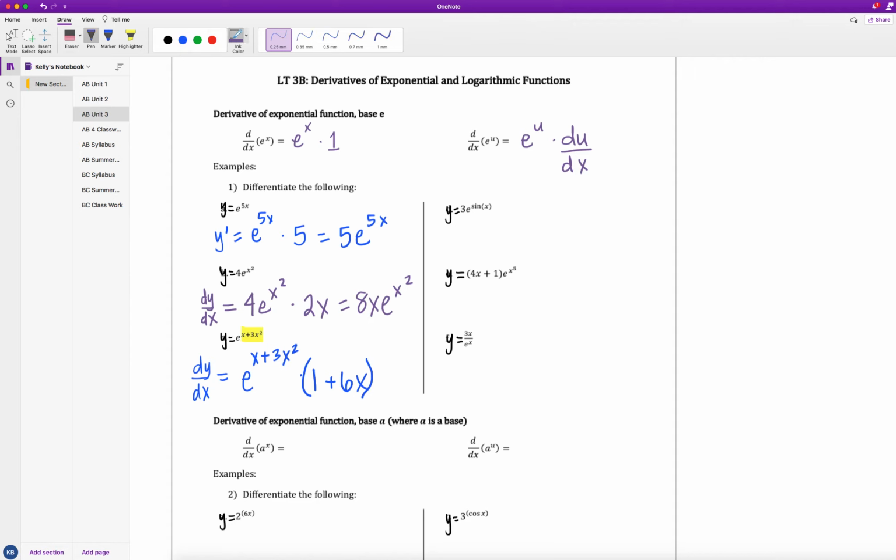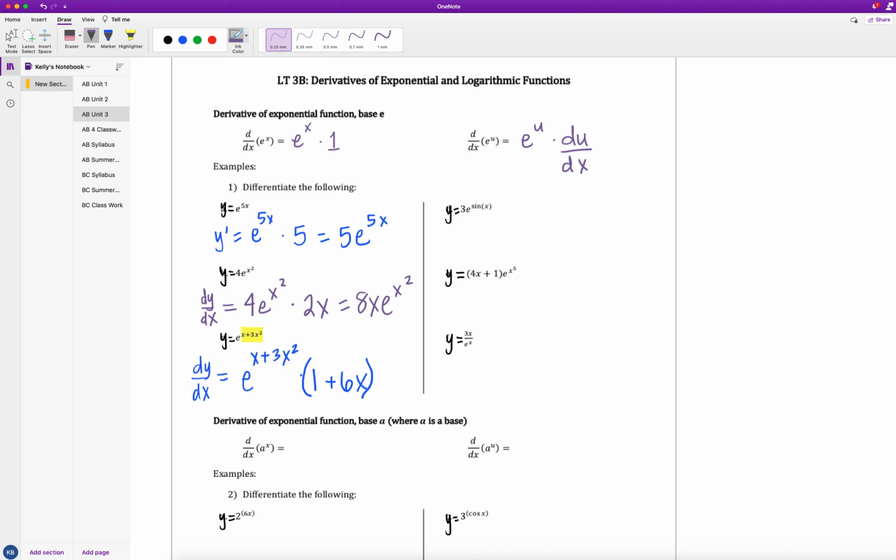Okay, let's look at example D. In example D here, we see that we have a trig function as our exponent. So we are going to incorporate all the trig functions that we learned about in that last section, because we can build upon all of these functions and combine them together. In this problem, we have y equals 3 e to the sine of x.